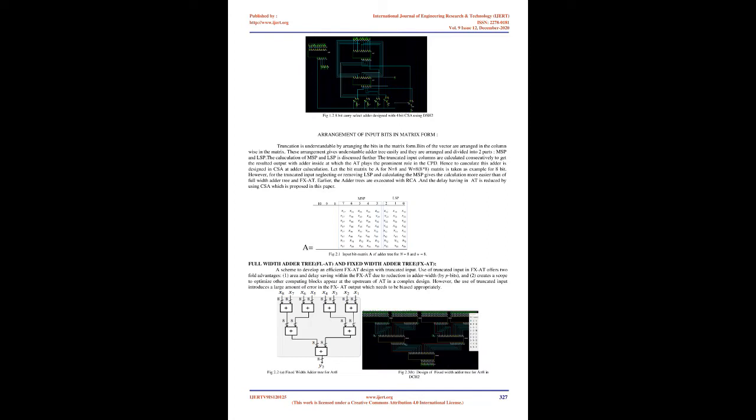It is necessary to have a different approach for developing an efficient FX-AT design, which is currently missing in the literature. An efficient FX-AT design would certainly help to improve the efficiency of dedicated VLSI systems implementing complex DSP algorithms.